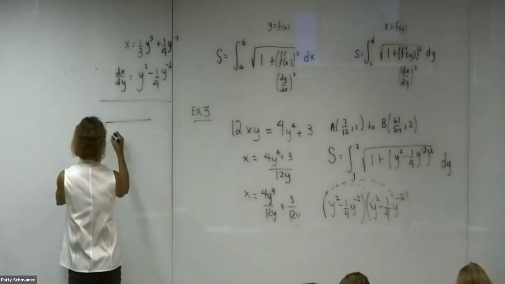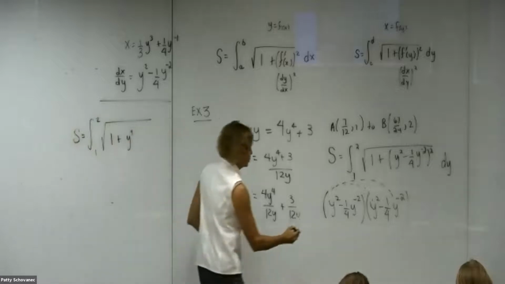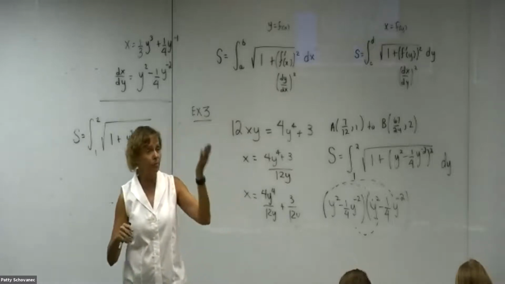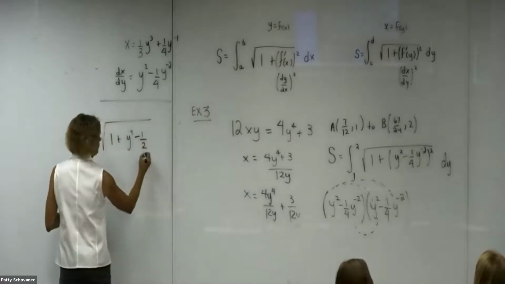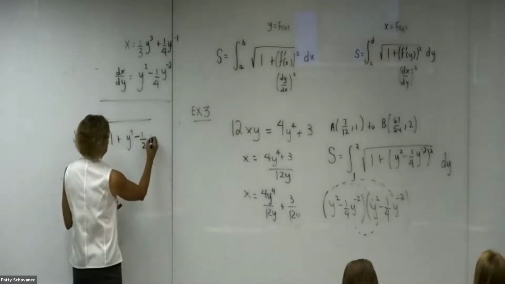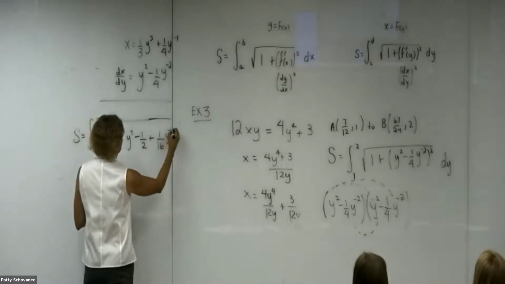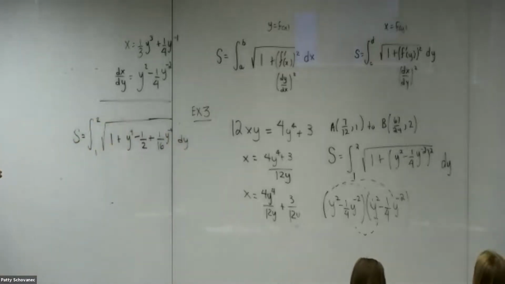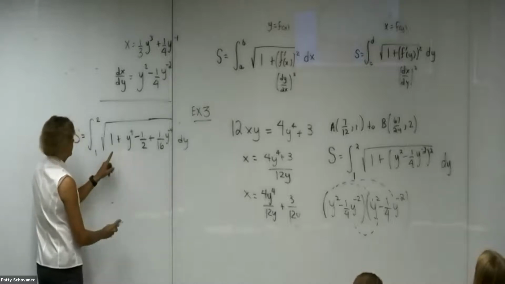So here's the 1 from the formula. Here's the y to the 4th from squaring. And our middle terms are both going to give us negative 1/4, plus another negative 1/4 gives us negative 1/2. And then what's the last term going to be? 1/16 y to the negative 4. Positive 1/16. And then we got the dy here. Are you with me there? And then we can put these two together, and I'm going to get a plus 1/2 in the middle.